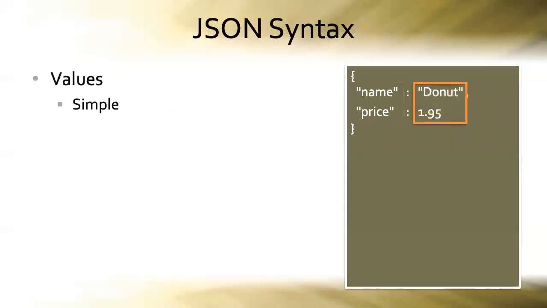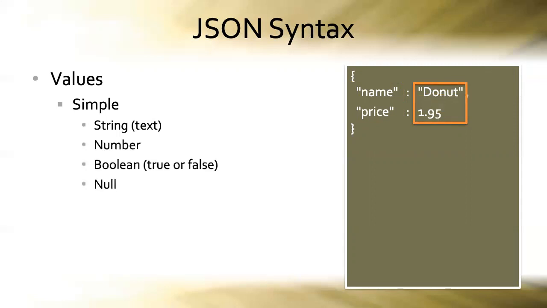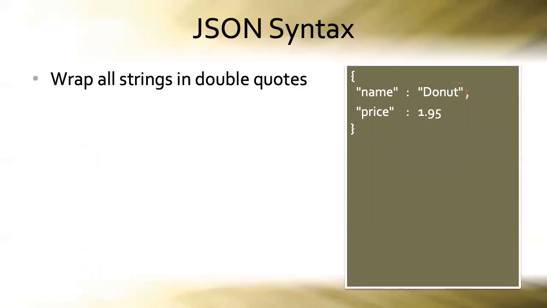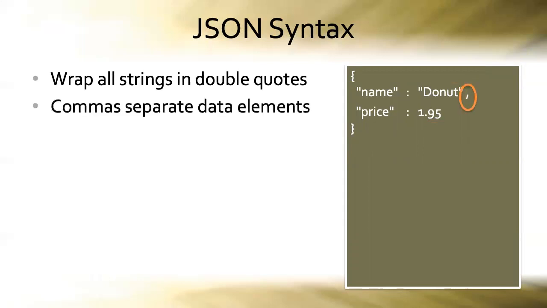Values can be either simple or complex. Simple values are of the type string, which means text, number, Boolean, which is true or false, or null. Complex values can be a JSON object or an array, both of which you'll learn about shortly. Values cannot be a date, a JavaScript function, or undefined. You must wrap all string values in double quotes, but none of the other data types get quotes. And we use commas to separate data elements from each other.